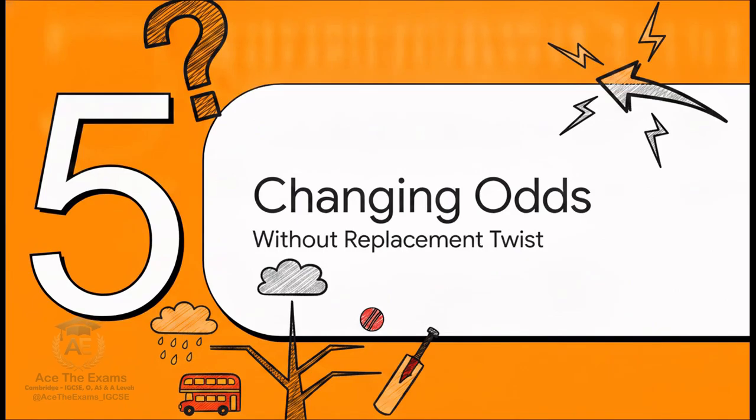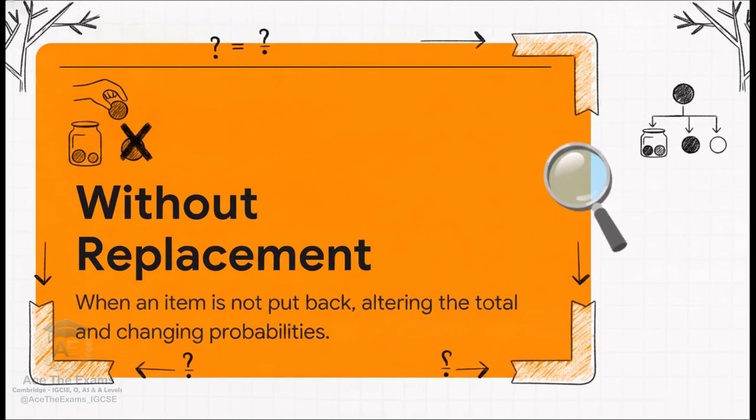Finally, section 5. When probabilities change, the without replacement twist. All right, up until now, our base odds have stayed exactly the same every single time. But what happens when the rules of the game suddenly shift? This introduces the absolutely crucial concept of events occurring without replacement. This means exactly what it sounds like. When an item is chosen, it is not put back. This permanently alters the total number of items available, which means your second set of branches will now have completely different fractions than your first set.